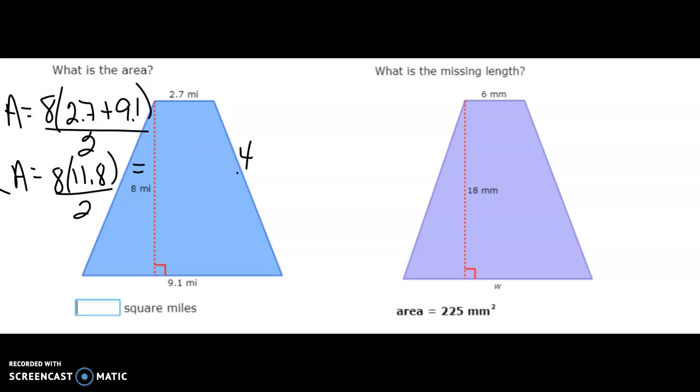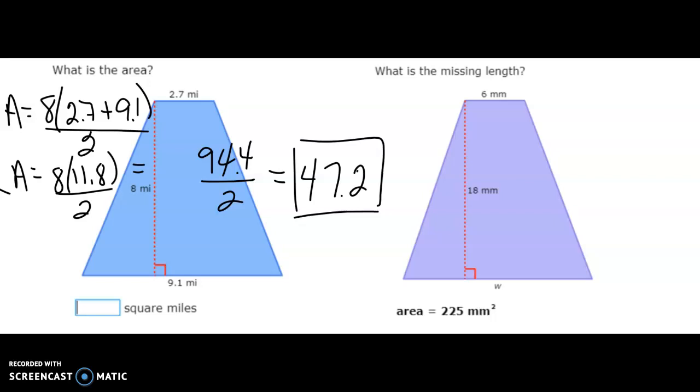64, carry the 6, 8, 14, carry the 1. Okay, I'm going to grab a calculator just to check myself on that. 11.8 times 8 is 94.4. And then we are going to divide by 2, and so that would be 47.2.